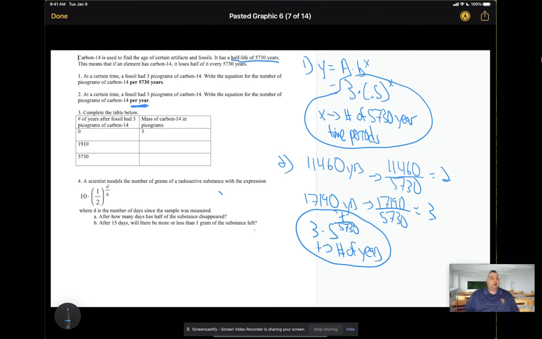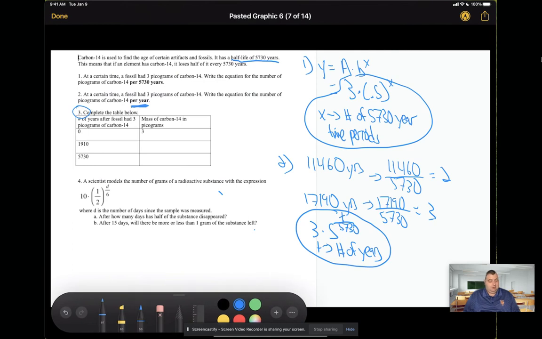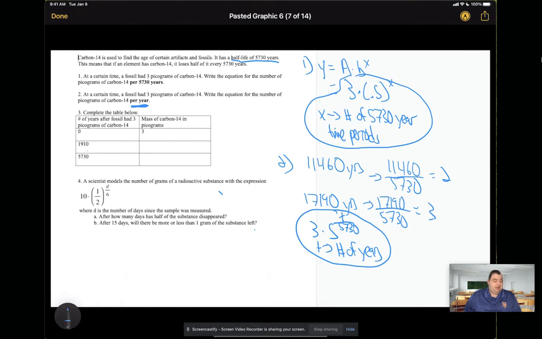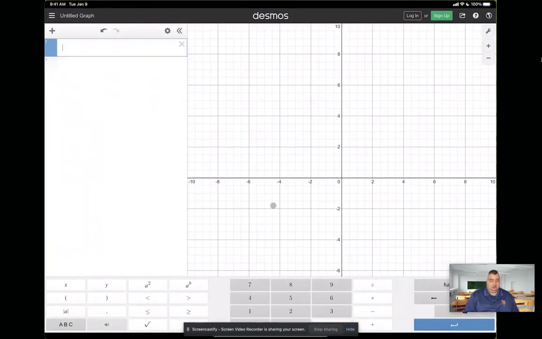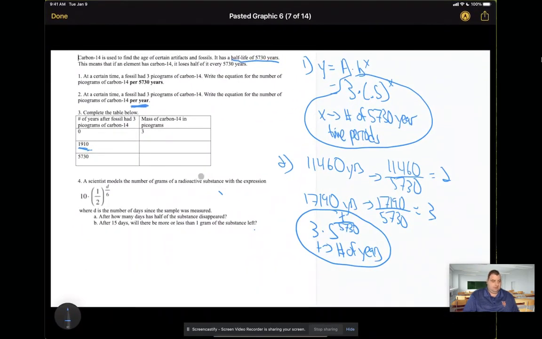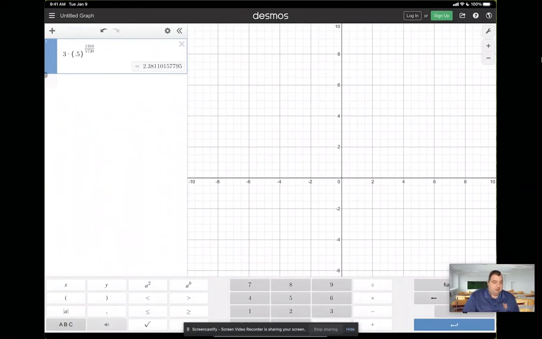So now, to do number 3, to complete the table, if I want the mass after 1,910 years, I can plug in 1,910 for t. So let's go ahead and do that. It's 3 times 0.5 to the power of 1,910 divided by 5,730. And the mass is going to be, I'm just going to round that to 2.38.